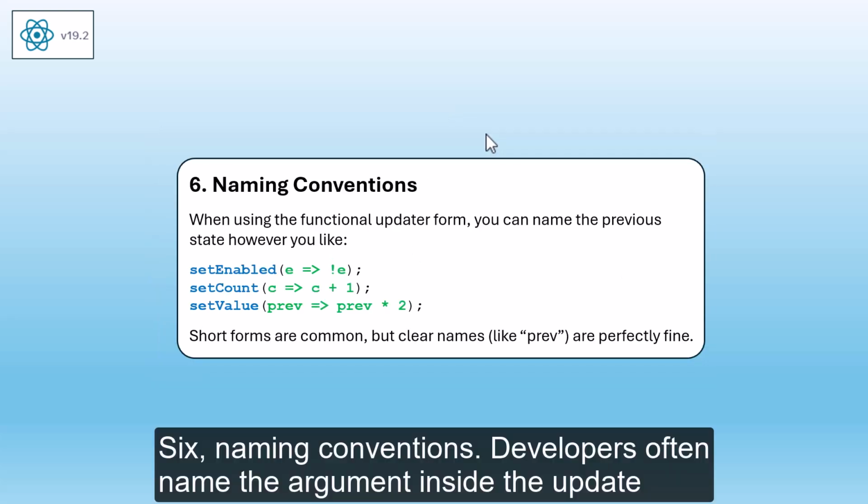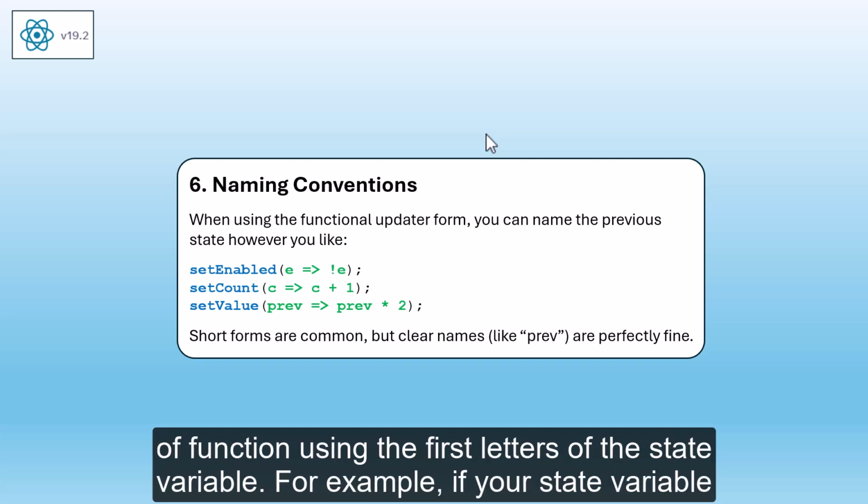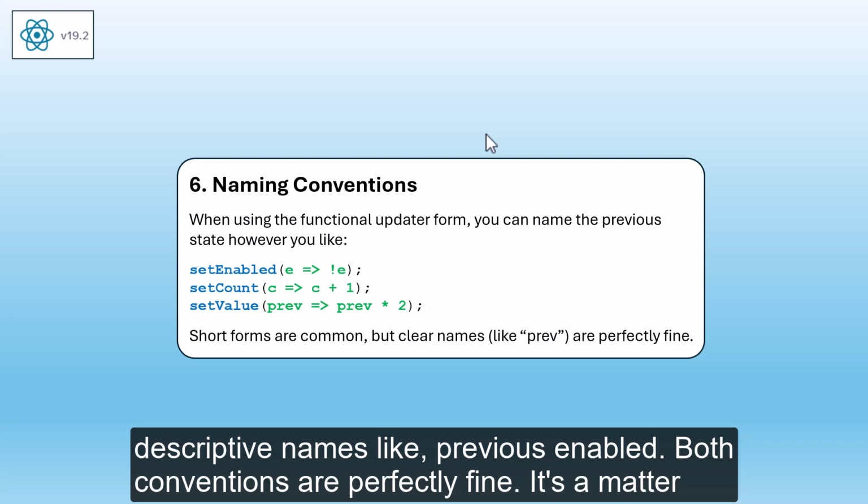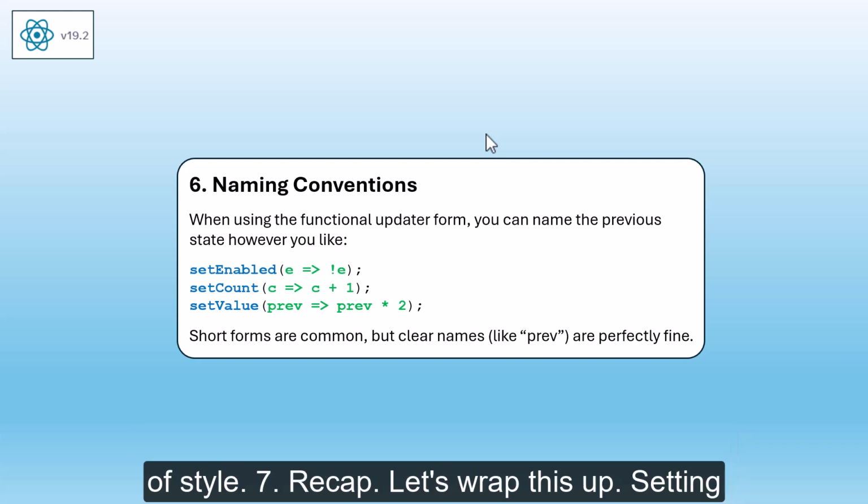6. Naming conventions. Developers often name the argument inside the updater function using the first letters of the state variable. For example, if your state variable is called enabled, you might name the parameter e. Others prefer longer, more descriptive names like previousEnabled. Both conventions are perfectly fine. It's a matter of style.